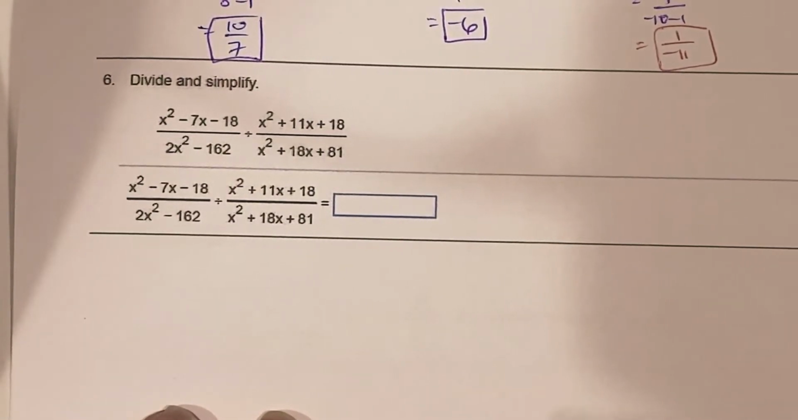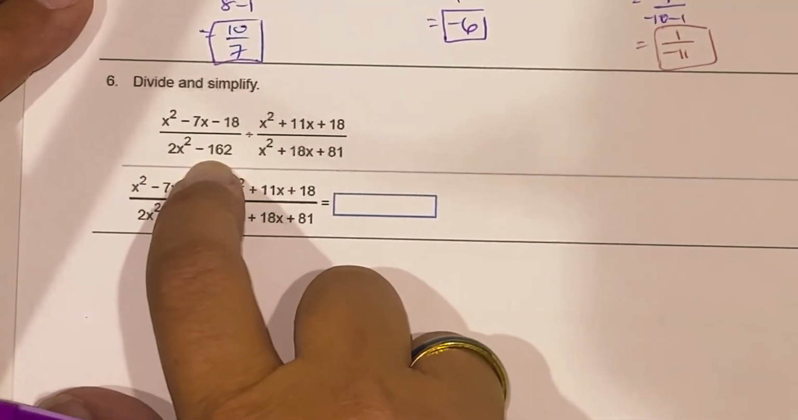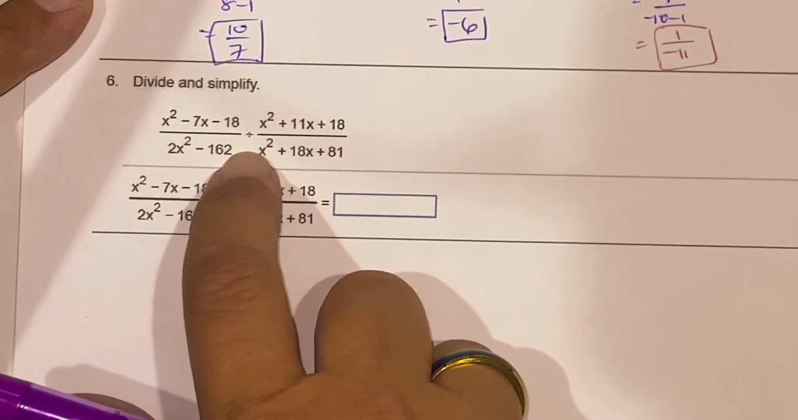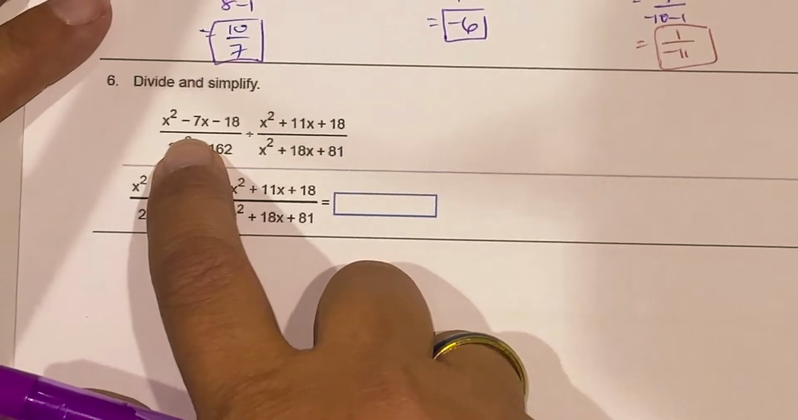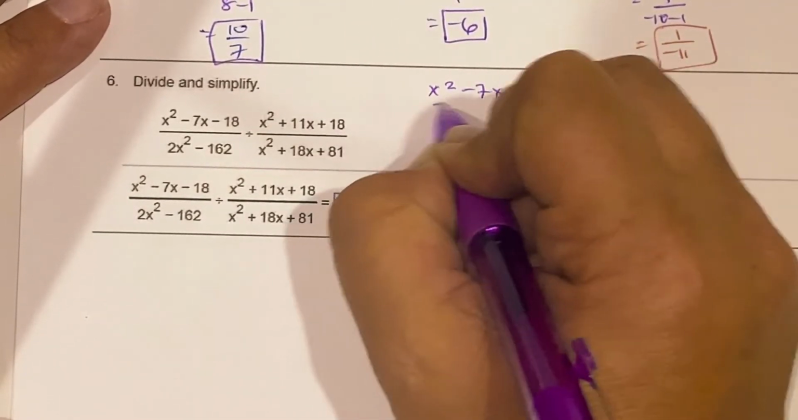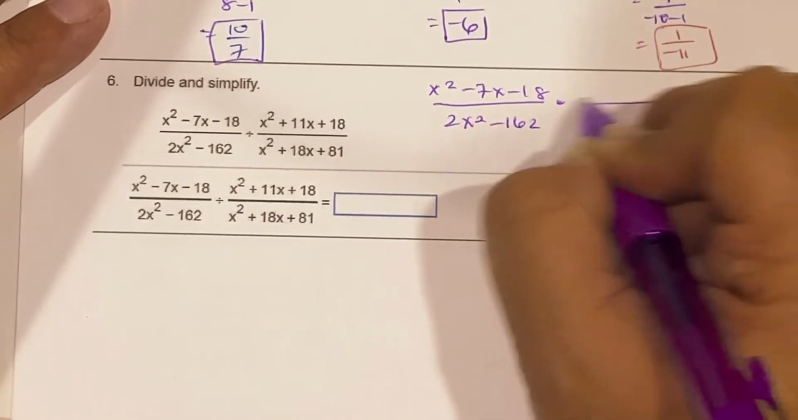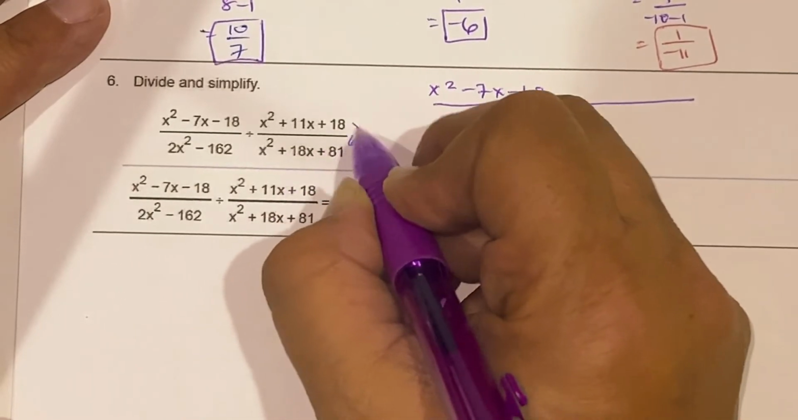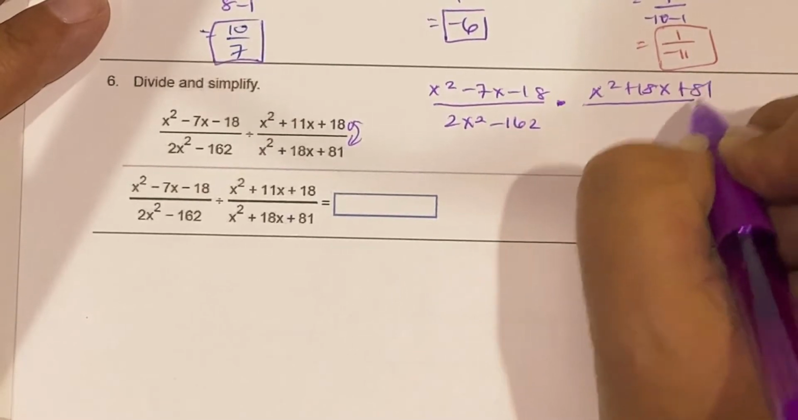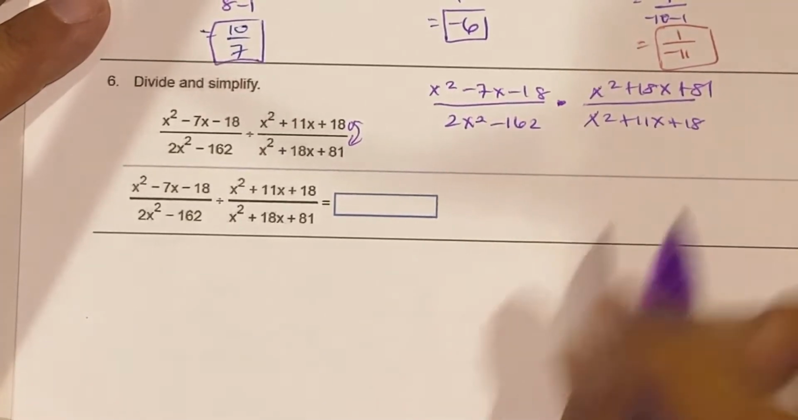Okay, number 6 actually is going to be a multi-step problem. So we have a rational expression divided by a rational expression. So the first thing we need to do is keep it, flip it, change it. So we're going to write the problem exactly as the first one is going to stay as is. Then you're going to multiply. The division becomes a multiplication, and then we're flipping the second fraction. So we're going to write the x squared plus 18x plus 81 in the numerator line, and then x squared plus 11x plus 18 in the denominator line.